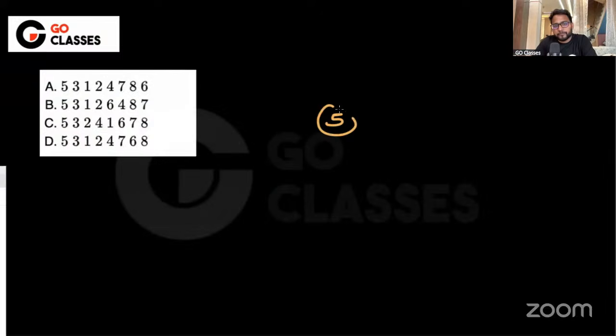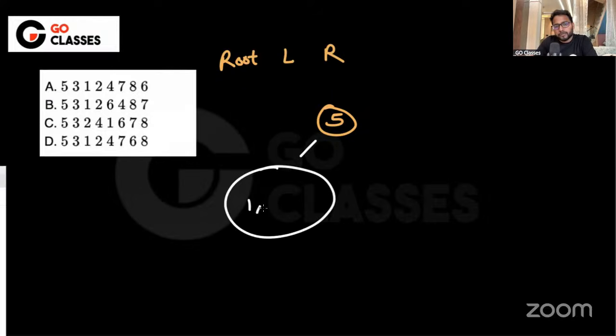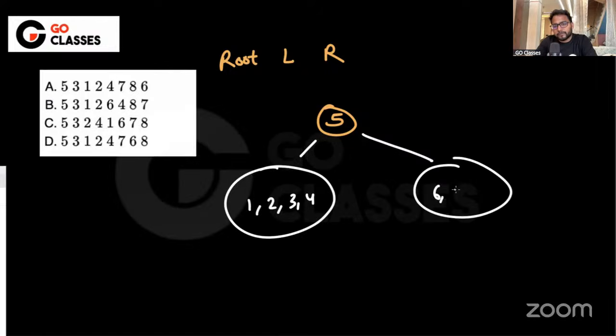5 is root. Basically in the pre-order, you have root, left and right. 5 is root, that's fine. On the left, you know that 1 2 3 4 will come because this is a binary search tree. On the right, you know 6 7 8 will come, right? So 1 2 3 4 will come somewhere here.